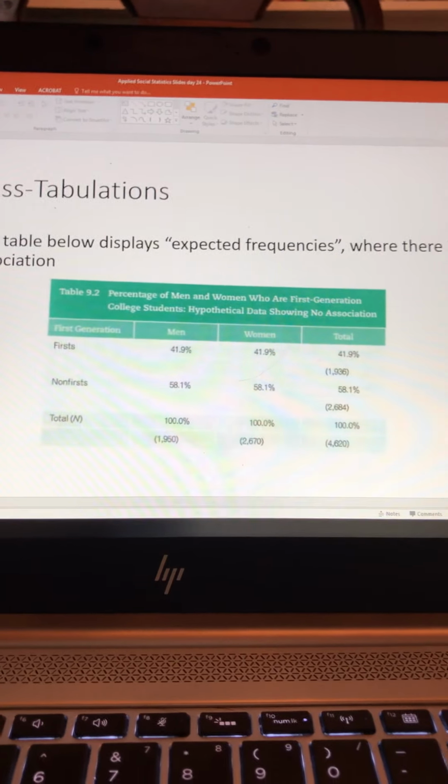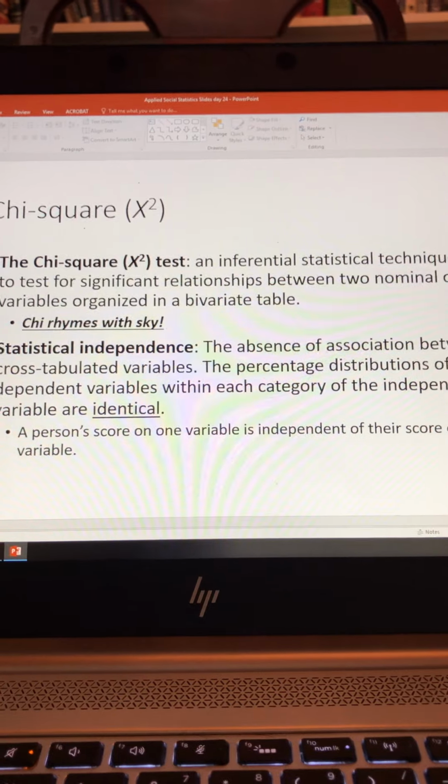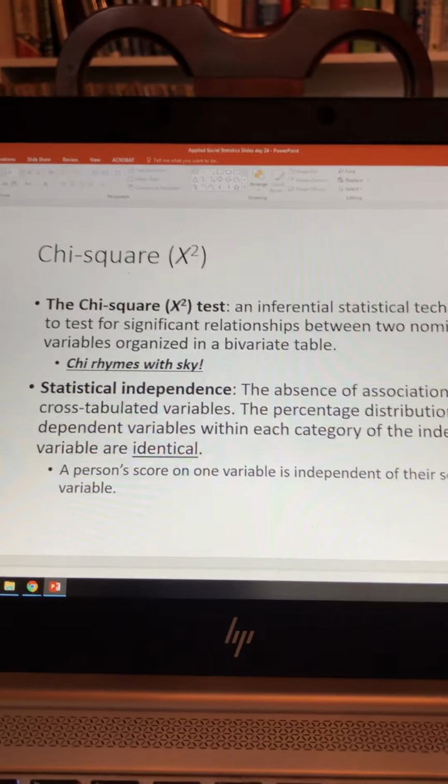Okay? So independence means they're not related, dependence means they are related, and we can only say that they're dependent based on the chi-squared test.